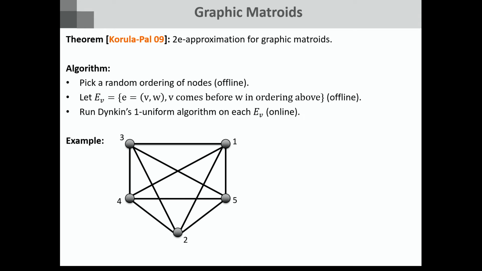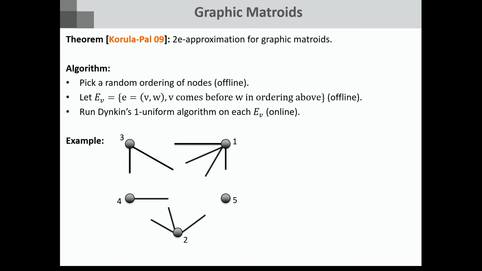What does this look like? Here's an example. Let's say that this is the random ordering you choose. The lower nodes come first. Then you take each edge, say this top edge, and group it with its lower endpoint. For this one, its endpoints are 3 and 4, so let's group it with 3. For 3 and 5, let's group it with 3. For 1 and 5, we'll group it with 1. We do this simultaneously for all edges. Now for every node, we have a collection of edges, and we run Dynkin's one uniform algorithm on each set separately.